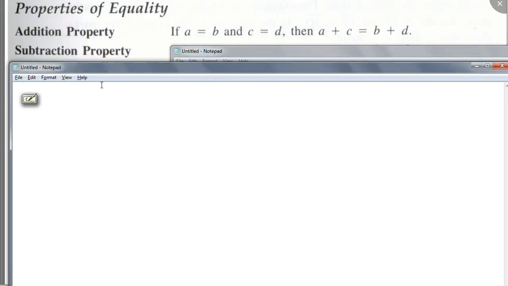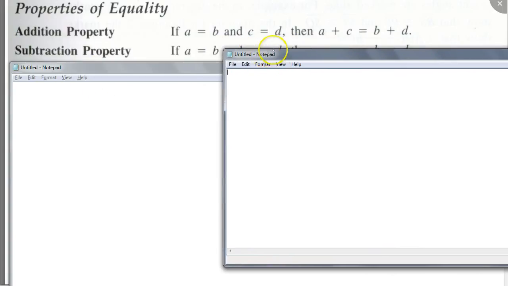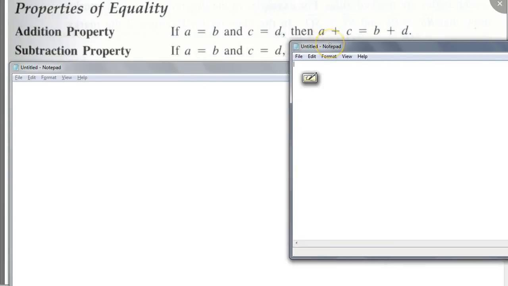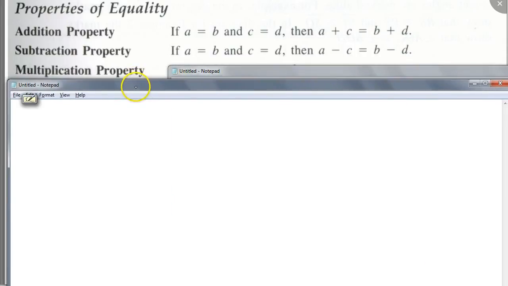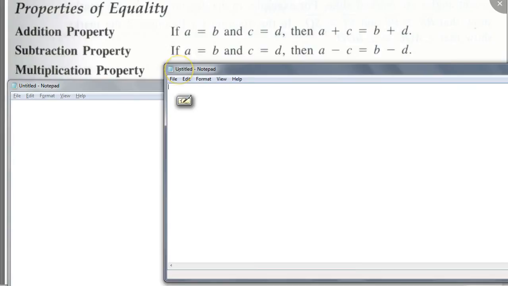Subtraction property of equality, exactly right. So I got A is equal to B and C equals D. Okay. Anybody want to guess what it's going to say? Yes, sir. If A equals B and C equals D, then A minus C equals B minus D. Exactly right. And of course, we could also have multiplication property of equality. If you could have addition property, can we multiply both sides by the same number? Yes. Yeah, it doesn't change the solution, does it?